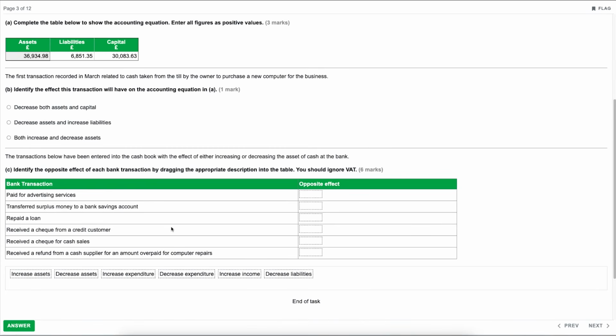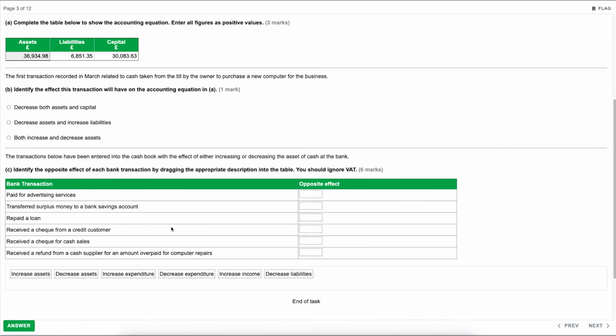Part B, identify the effect this transaction will have on the accounting equation. So what we need to do here is think about the accounts that would be affected with this transaction. So a new computer. So computer is an asset.